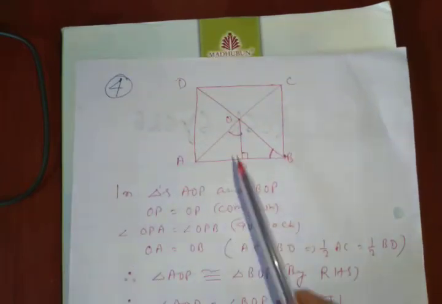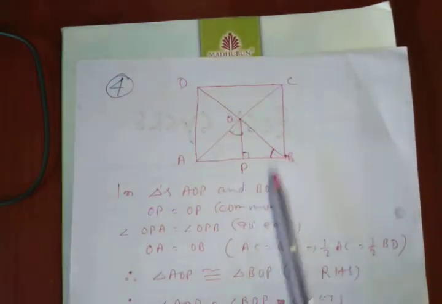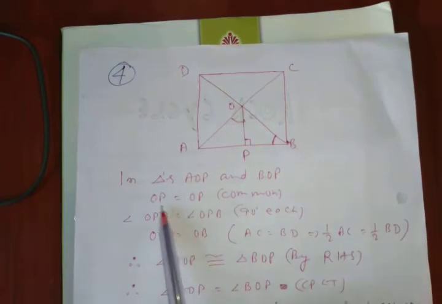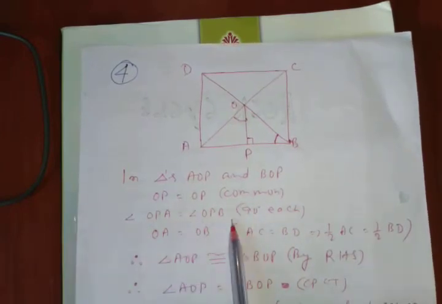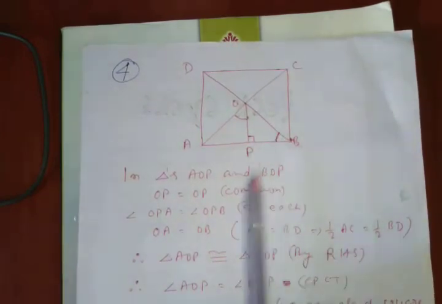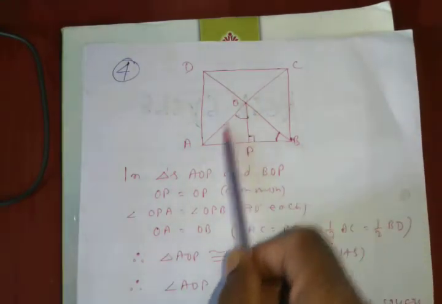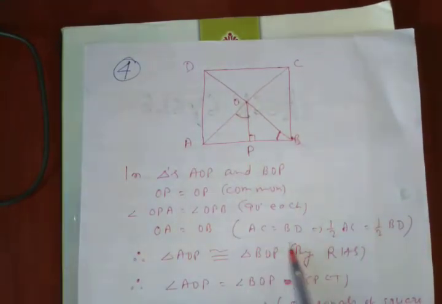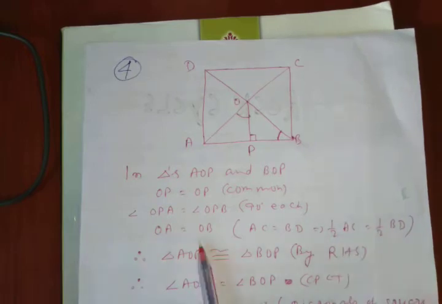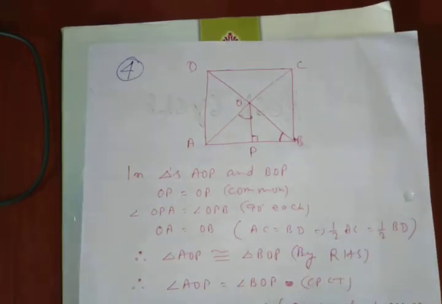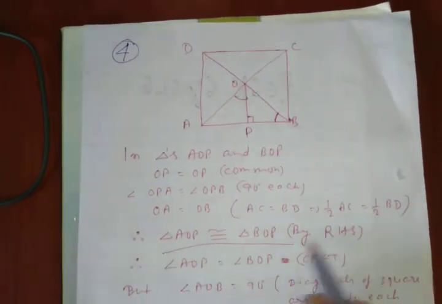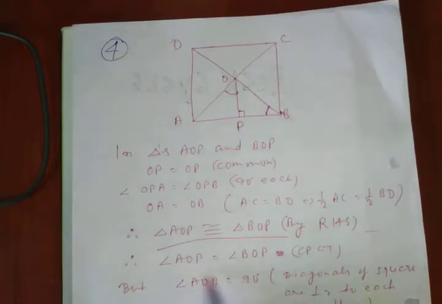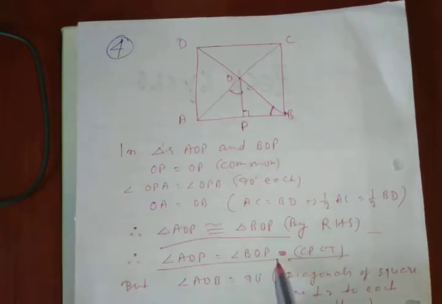So first, in triangles AOP and BOP, prove that the triangles are congruent. OP equal to OP, angle OPA equal to OPB equal to 90 each, and OA equal to OB, because AC equal to BD, so half AC and half BD are equal, and you will get OA equal to OB. Therefore the triangles are congruent by RHS condition. Then by CPCT, AOP equal to BOP here.